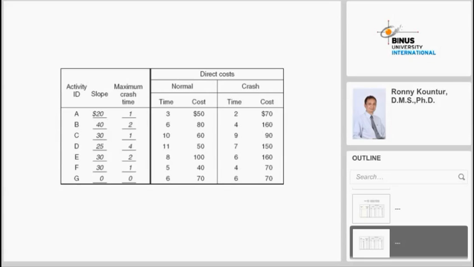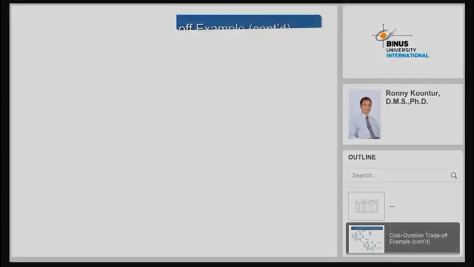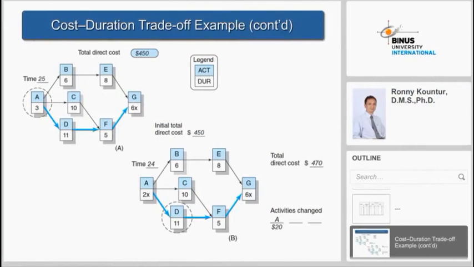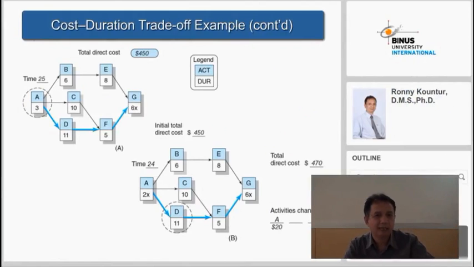Next step after computing the slope is to pay attention to the critical path and look for the critical path. Choose the activity that has the smallest slope. In our example, the critical path is activity A, D, F, and G. So each of these activities has its own slope.